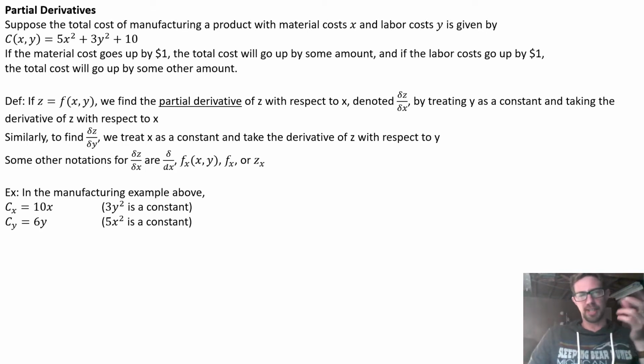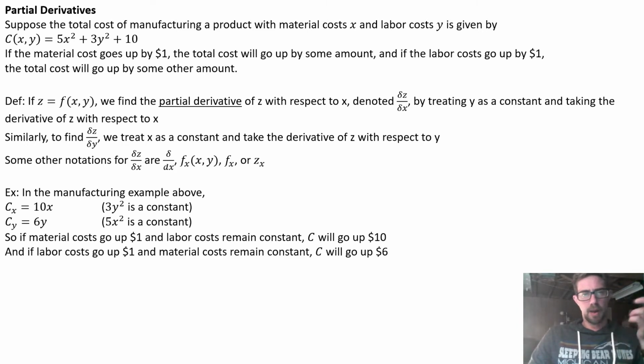So let's interpret. What the heck does that mean? x was material cost. So that's the rate of change of the total cost with respect to material costs. So if we raise our material costs by $1 and our labor costs stay the same, then our total cost will go up by $10. 10 times 1. That's it. Same thing with labor costs. If our labor costs go up by $1 and our material costs stay the same, then our total cost will go up $6. So that's how you interpret a partial derivative.